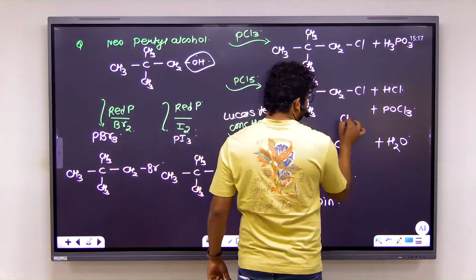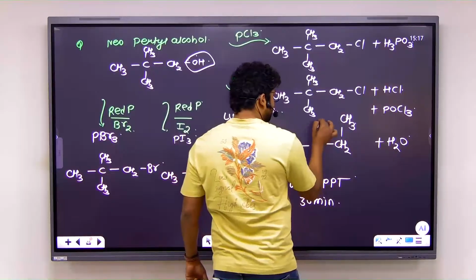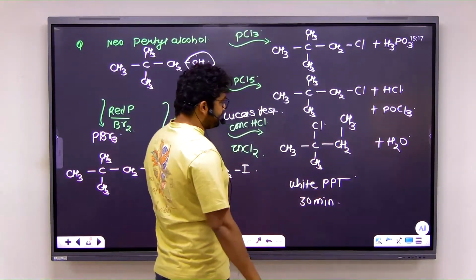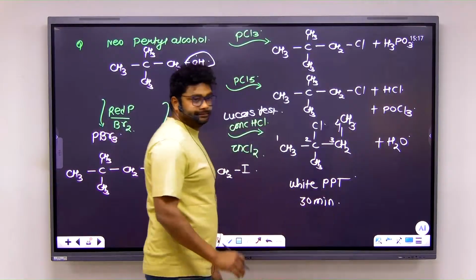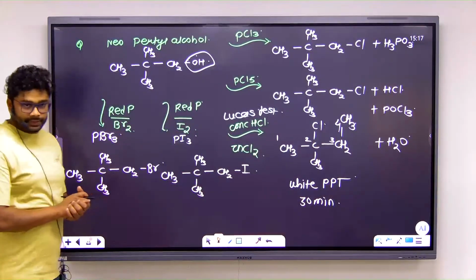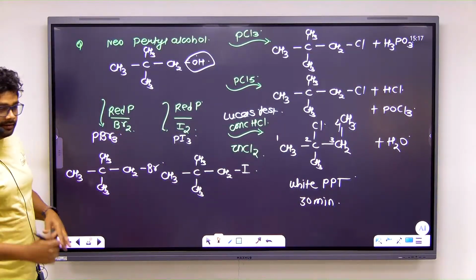CH2. It will have CH3 now, and this one will have Cl. What is the name? 1, 2, 3 and 4. Fine.